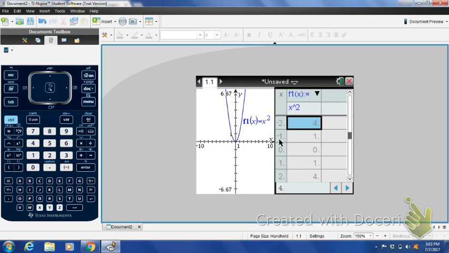It's got an x-intercept at the origin, so that's where it crosses the x-axis, right at 0, 0, and also a y-intercept at the origin. And it's got a minimum value right here. Alright, so that's called the vertex of the parabola, and you can actually find that with the calculator as well.